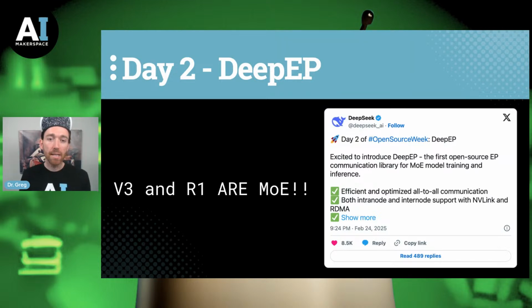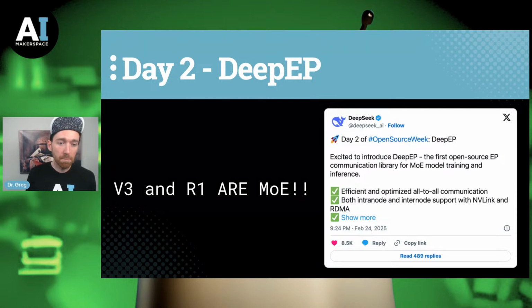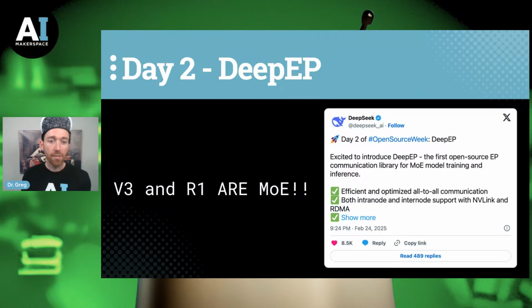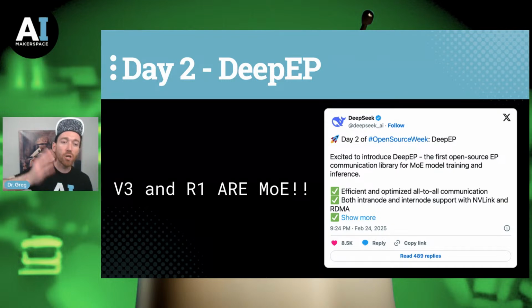Deep EP is deep expert parallelism, the first open source expert parallelism communication library for mixture of experts models, training, and inference. Efficient and optimized all-to-all communication. Really important. Don't forget, V3 and R1 are mixture of experts models, as are OpenAI and Anthropic. We'll leave that up to you guys to decide. But essentially, they're going through each step and they're saying, where's the bottleneck? We need to optimize the next bottleneck.